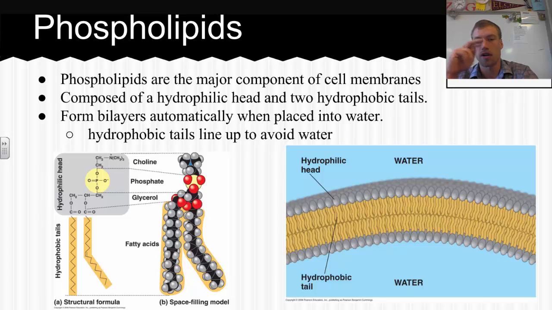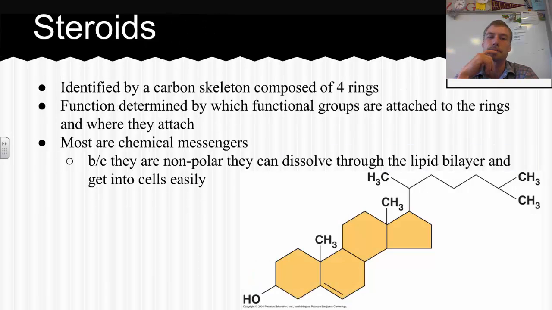But this makes for a kind of interesting point, which is that water has a very hard time getting across a cell membrane, right? Because in the middle of the cell membrane is this hydrophobic region, and water cannot cross through that hydrophobic region. And we'll talk about how cells deal with that when we get to our cell unit next. Steroids are the final major class of lipids.